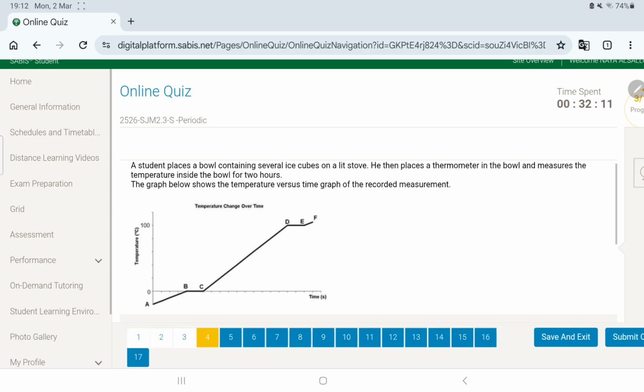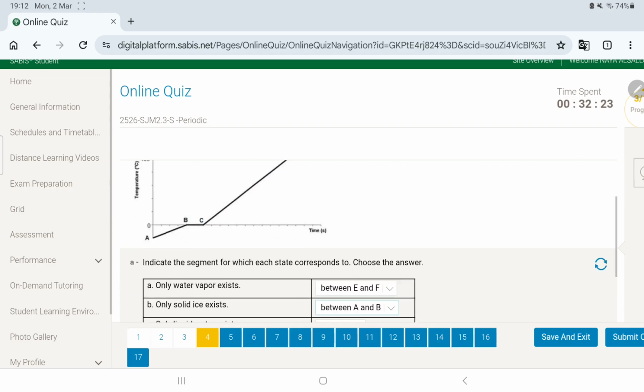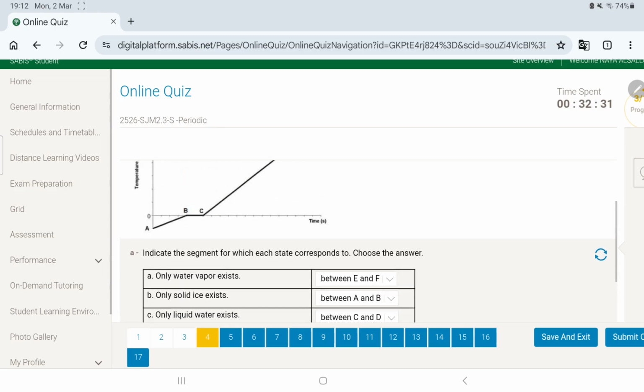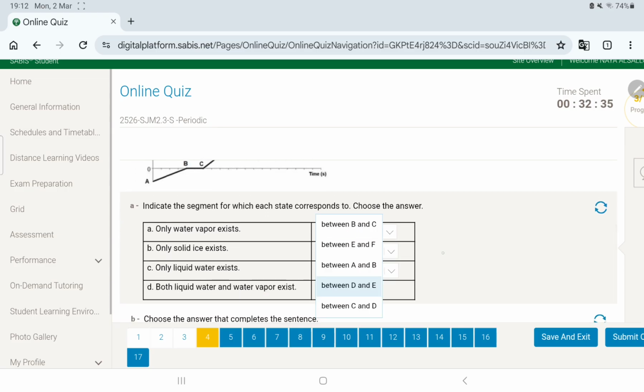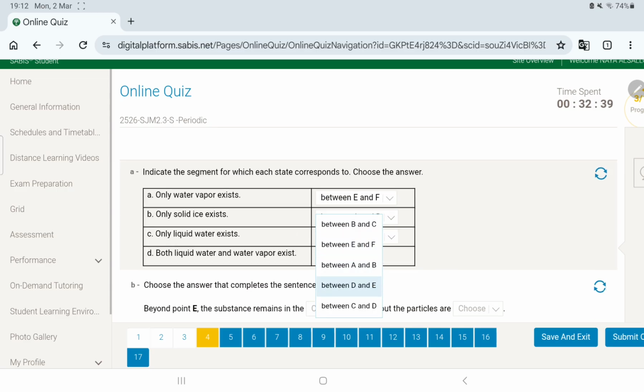Here, only liquid water exists. Now, here, this was the main part. Remember, I did this full thing, and I said that C to D is only liquid. Remember? So, where is it only liquid? C to D. Now, both liquid water and water vapor exist. So, let me see. The answer is D to E.